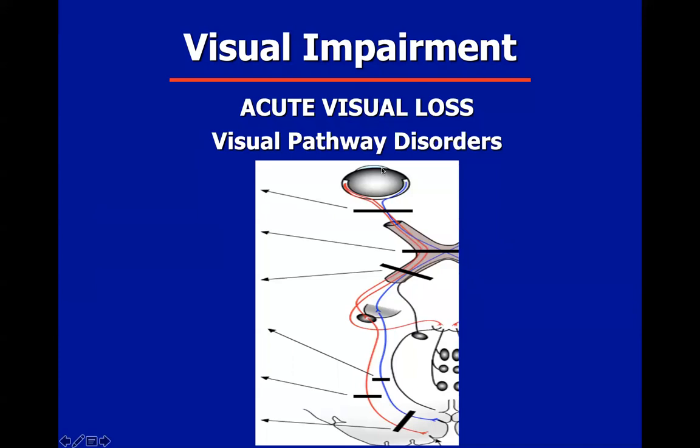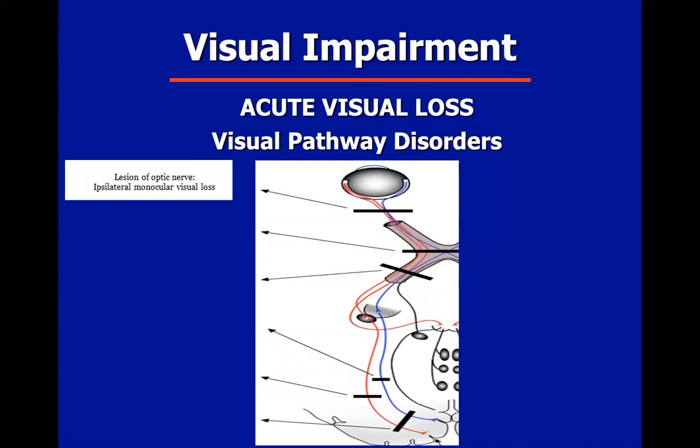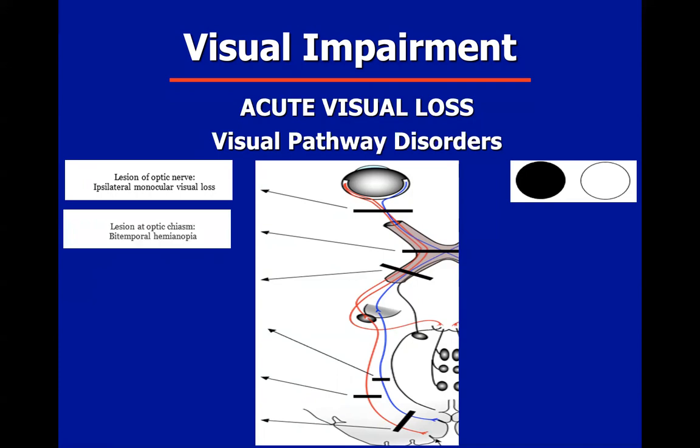As we see here, it is really unfortunate. This is your optic nerve. Usually with lesions of the optic nerve, you get ipsilateral monocular visual loss, and this is the visual field picture that you get. I'm really making your life easy here and giving it to you nicely. And then lesions at the optic chiasm, as you can see right here, you get what we refer to as a bitemporal hemianopia, nicely depicted here.